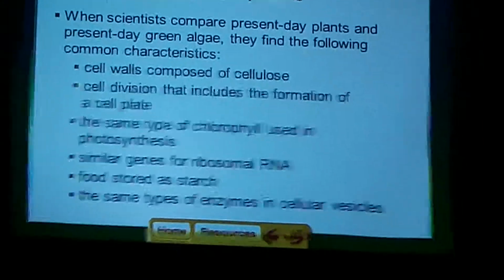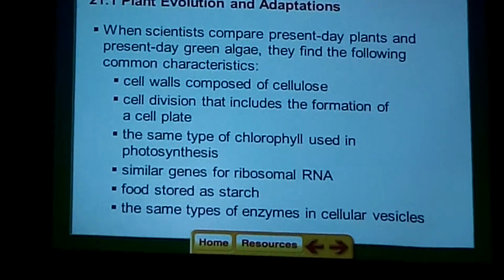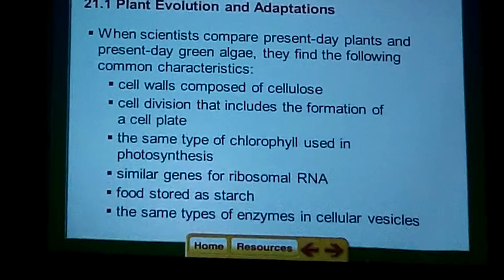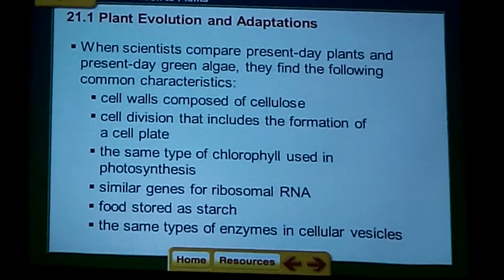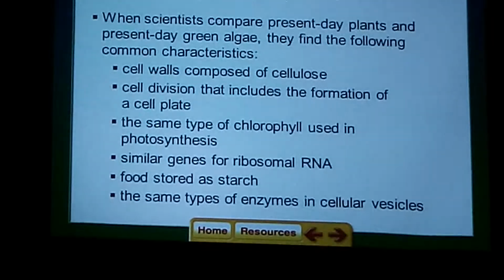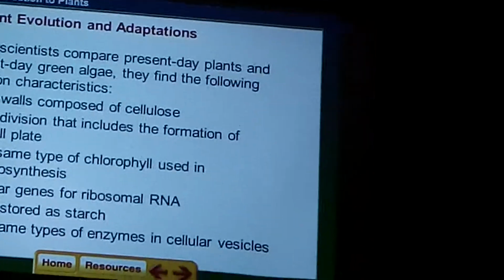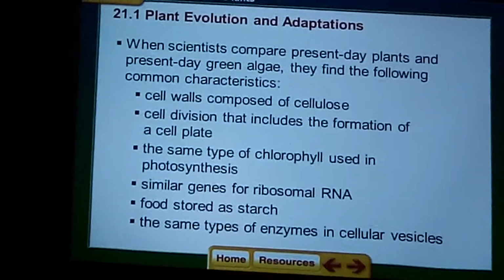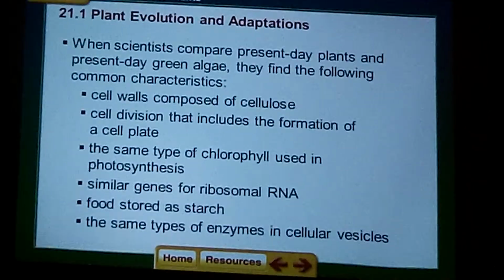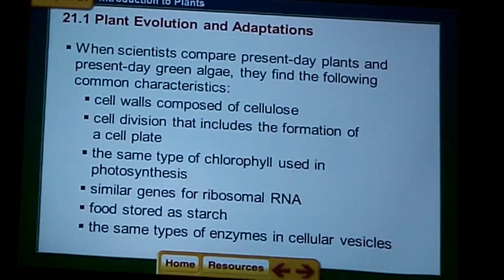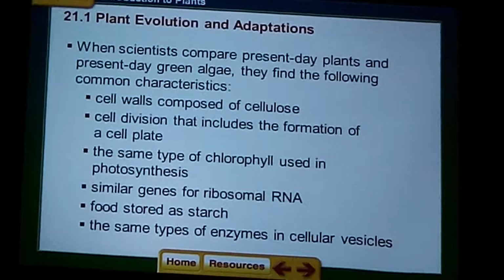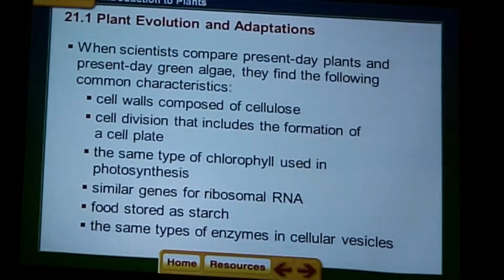Plants. We think plants came from green algae, which is a protist. Why do we think that? Because plants have several similarities to protists. What are those similarities, you might ask? Well, here they are. Let's kind of run over them. You don't have to write all this down. It's all in your book.